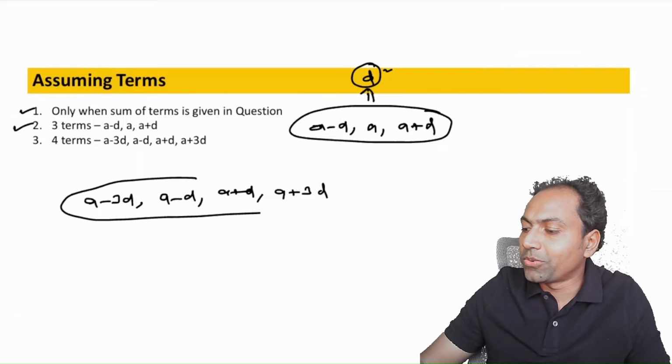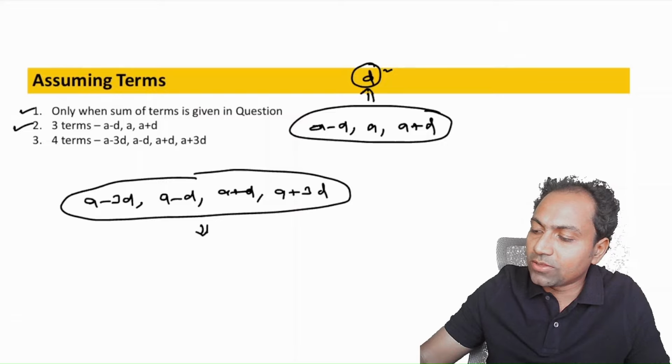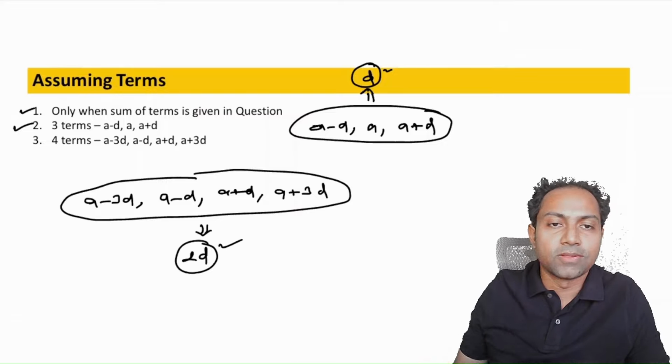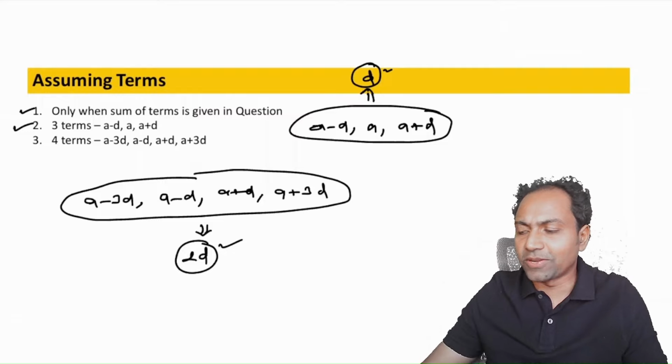Another thing to note about this even number of terms is here the common difference is nothing but 2d. So these small things sometimes make a difference.